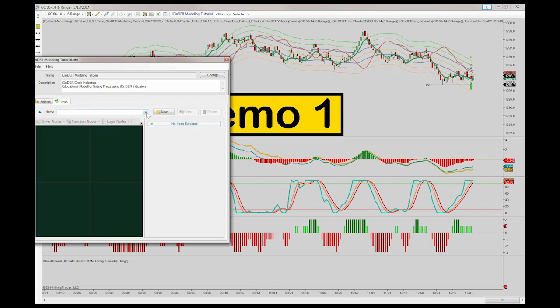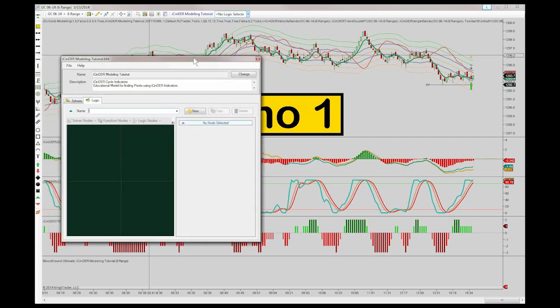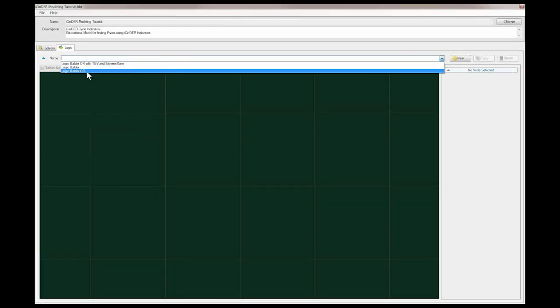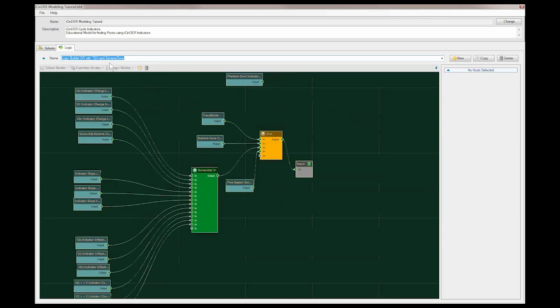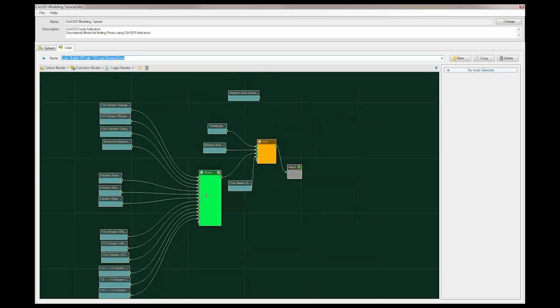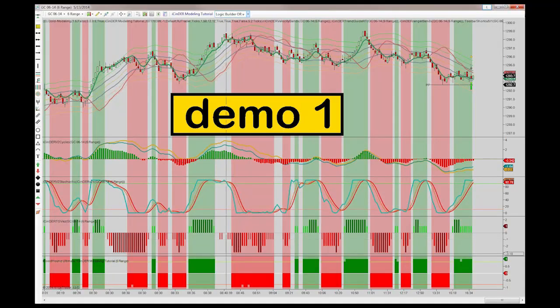On the logic side, you actually have builders. Here we go. There's a regular logic builder and an OR logic builder. Out of that, we created a logic builder with the OR and trend guide value and extreme zones, which is this one here. One of the things that I did is somewhat square rooted hedged. It gave me a neater signal.